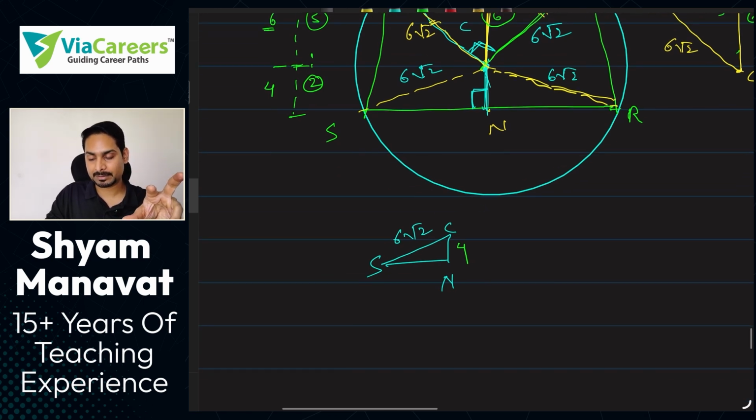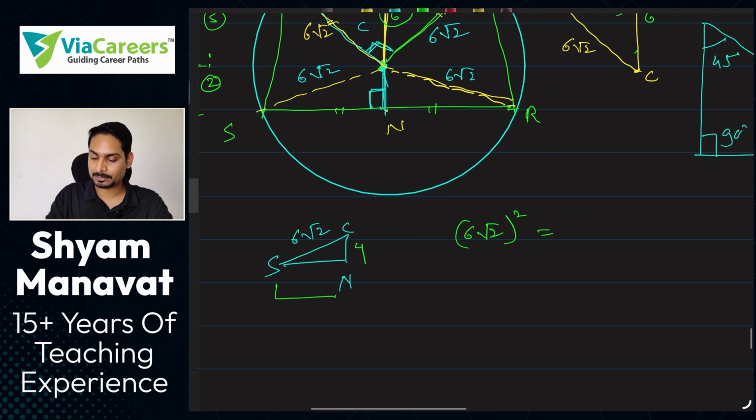Now can I apply Pythagoras theorem and find out SN? We also know that if we draw a perpendicular from the center of the circle to any chord, it divides the chord into 2 equal parts. ये हमने पढ़ा हुआ है. It's a property and we can prove this property, but अभी जरूरत नहीं. Now can we apply the Pythagoras theorem here? Yes, CS, that's perpendicular, 6 root 2 square, equal to CN, which is 4 square, plus SN, which we need to find out, square.